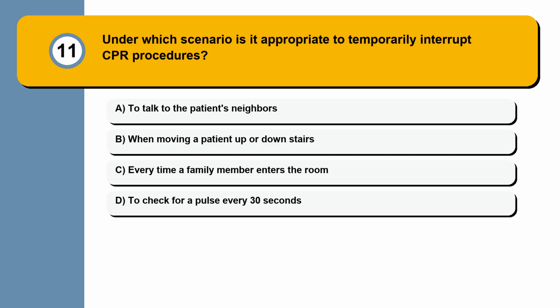Question 11. Under which scenario is it appropriate to temporarily interrupt CPR procedures? To talk to the patient's neighbors. When moving a patient up or down stairs. Every time a family member enters the room. To check for a pulse every 30 seconds.